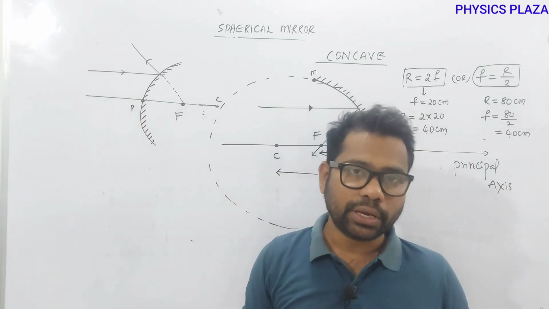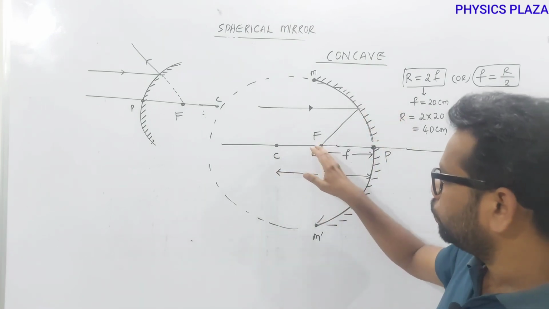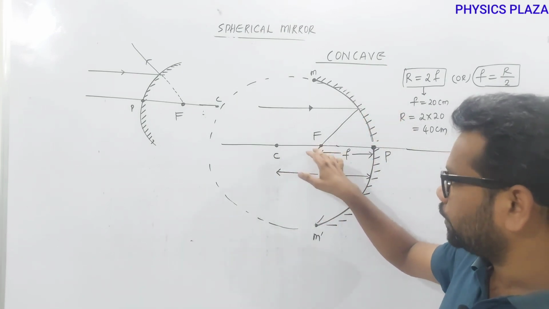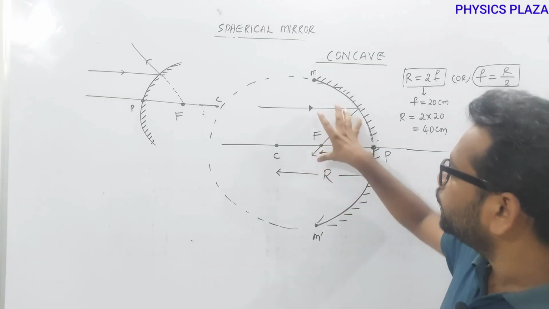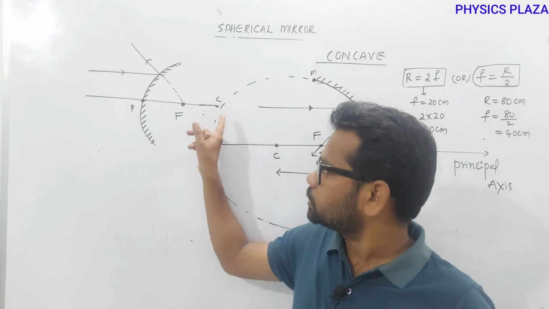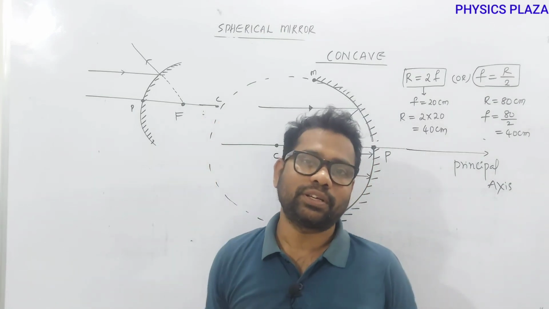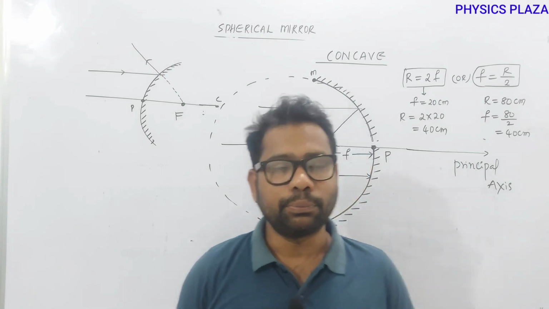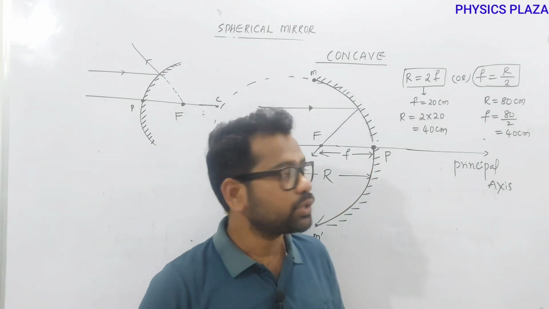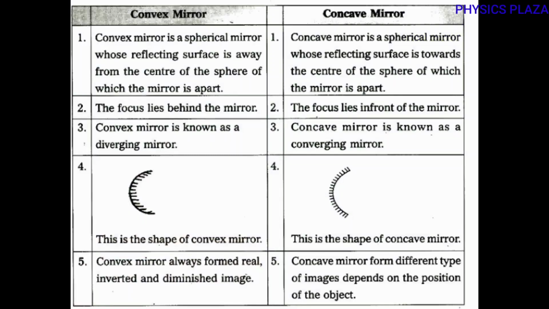And one more difference you can notice. For a concave mirror, the center of curvature, focus and pole will all be lying in front of it. But whereas for a convex mirror, the radius of curvature, center of curvature and focus will be lying behind the mirror, children. These are very important. So children, these are the terms related to the convex and the concave mirror.